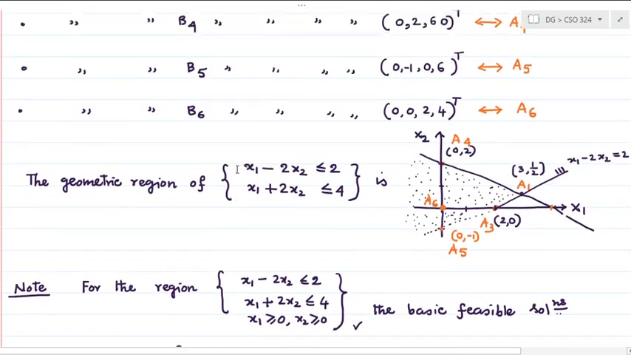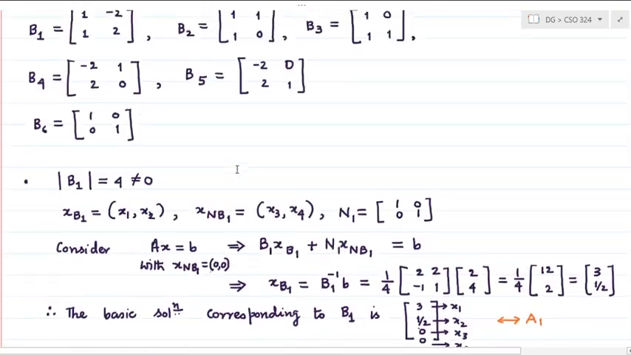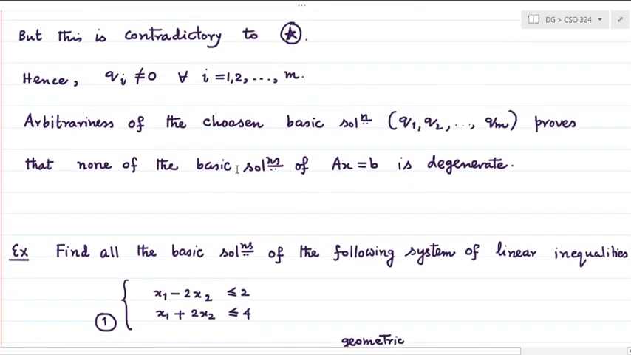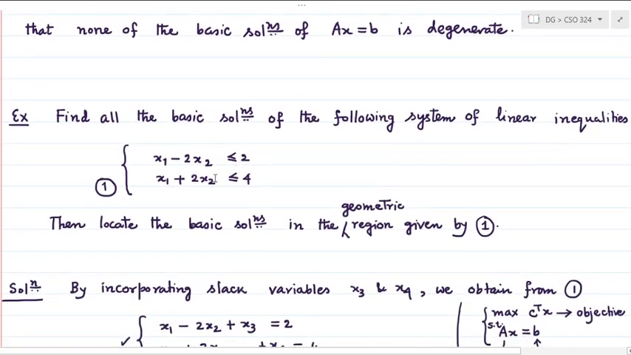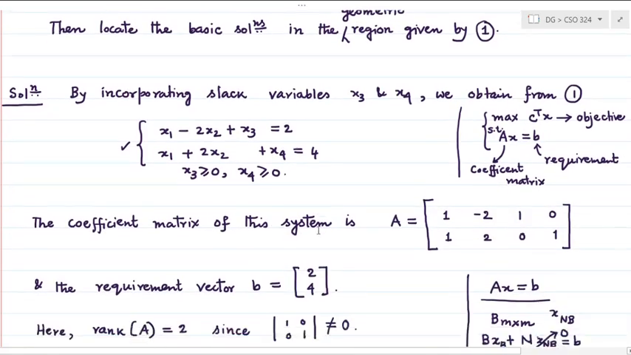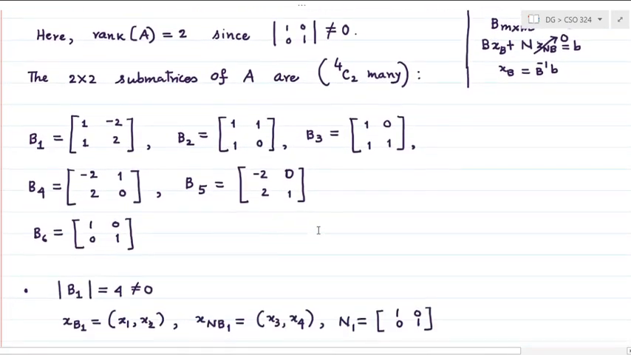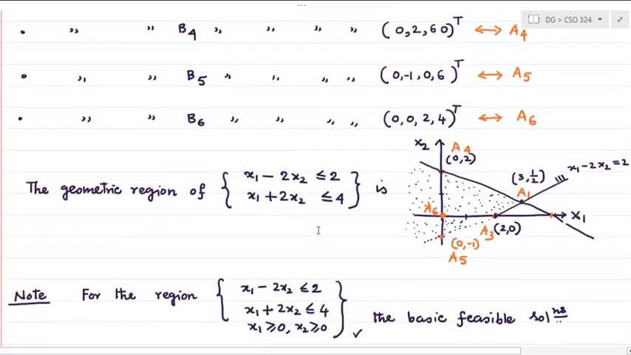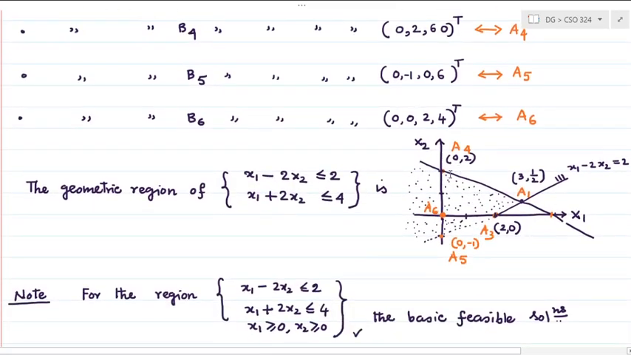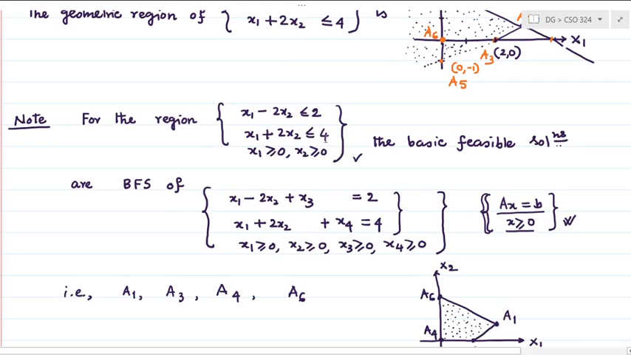Towards the end of the last day's class, I was trying to find out the location of the basic feasible solution of this pair of linear inequalities. We have found the locations of the basic solutions of this pair of inequalities. These possible locations are A1, then A3, A5, A6 and A4. Then we filtered out the basic feasible solutions of this pair of inequalities together with the non-negativity restrictions.